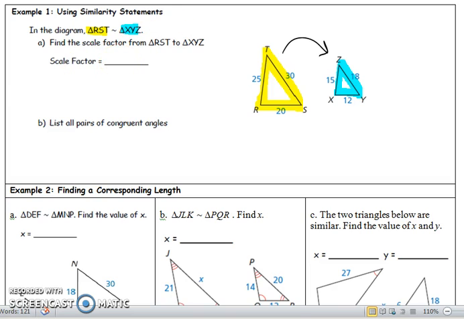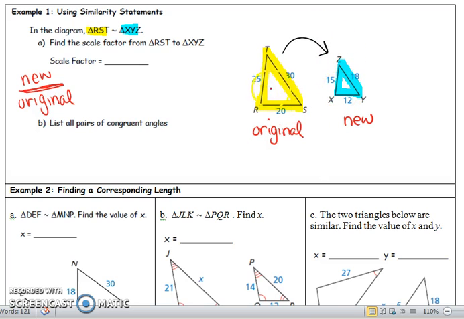Well, you can always use this method of the new over the original. I know a lot of us are getting confused with which side do you choose first and which one do you choose as the bottom. So use this idea of putting the new over the original. So if triangle RST is our original, that's where we're starting, then triangle XYZ is our new. So we're starting with this triangle and we're moving to this triangle. So this is our original triangle and this is our new triangle.